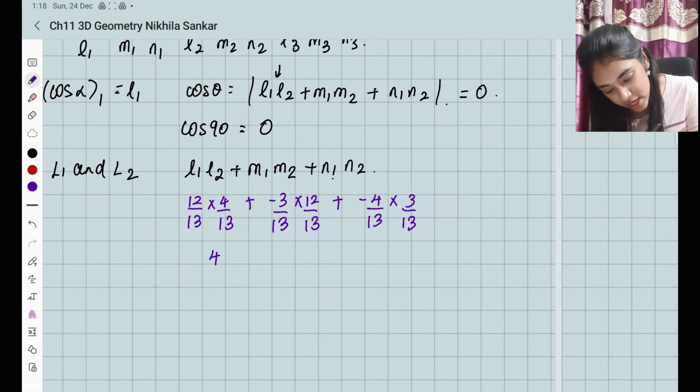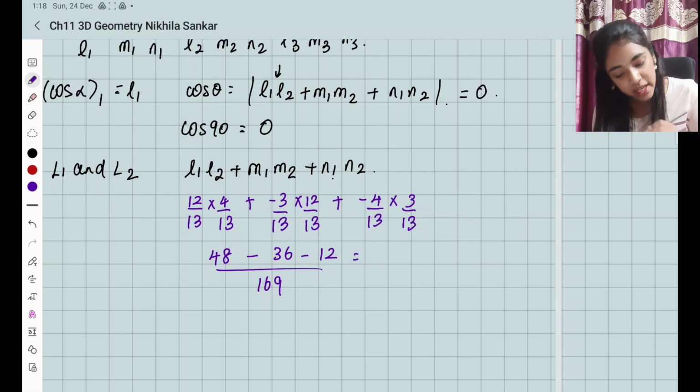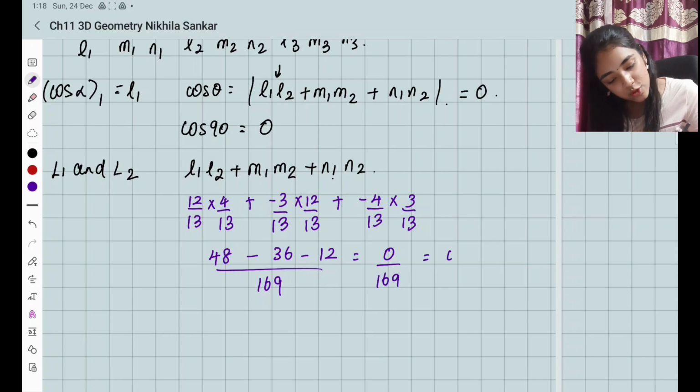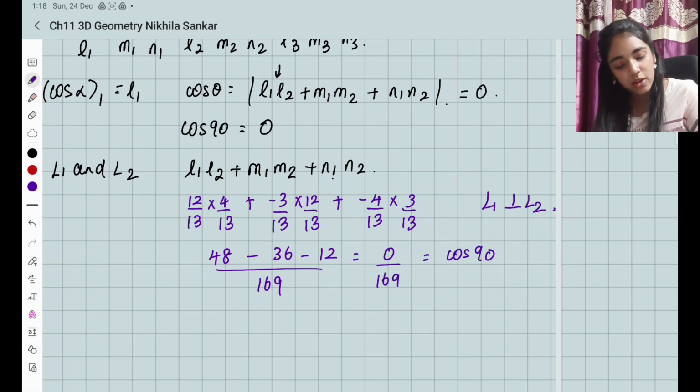So I can write this as 12 4s are 48 minus 12 3s are 36, 4 3s are 12, so minus 12, divided by 13 into 13 is 169. So minus 36 minus 12 is minus 48. 48 minus 48 is going to be 0 divided by 169, which means this is going to be cos 90. So I see that L1 is perpendicular to L2. Line 1 and line 2 are perpendicular, we have proved it.